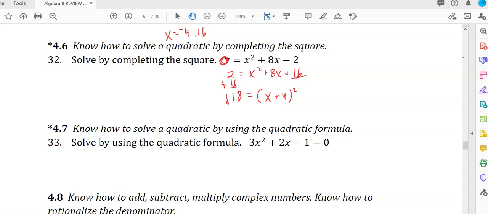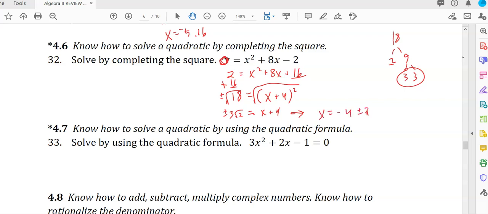We're going to take the square root of both sides. Don't forget plus or minus. Square root of 18, so 18 is 2 and 9, 3 and 3. So we have a pair of 3s with a 2 left over, so this is plus or minus 3 root 2 equals x plus 4. Subtract 4 and we get x equals negative 4 plus or minus 3 root 2. Sorry.